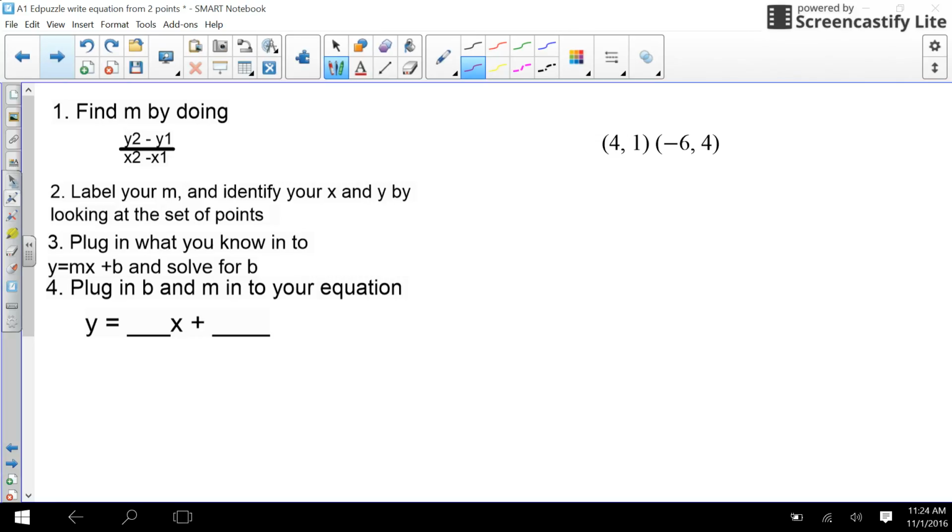All right, the first thing we need to do, which is right here, we are going to find m by doing y2 minus y1 over x2 minus x1.